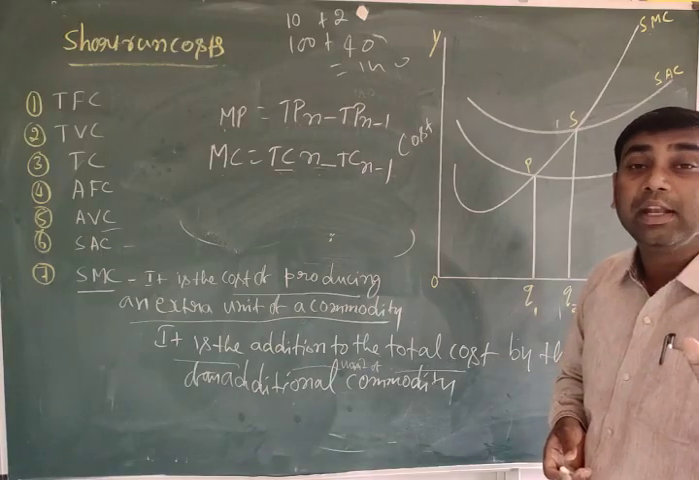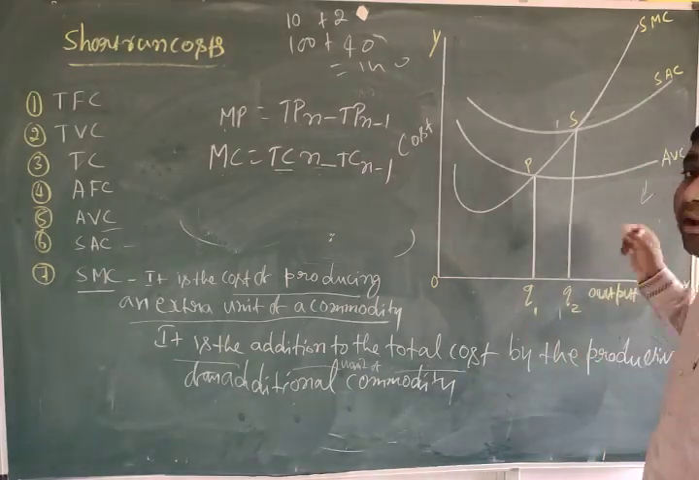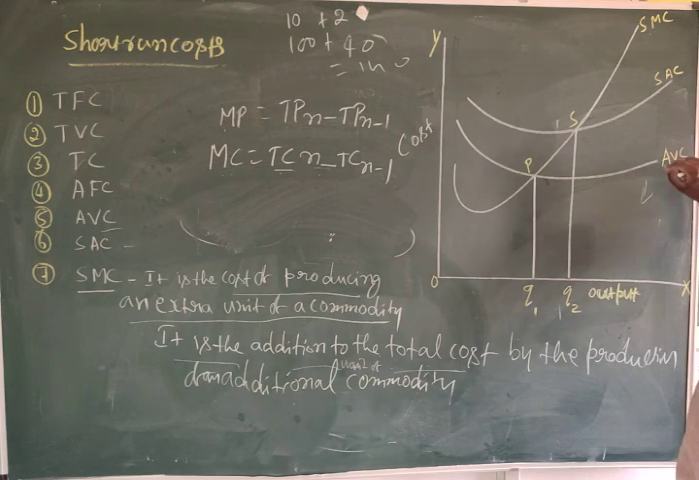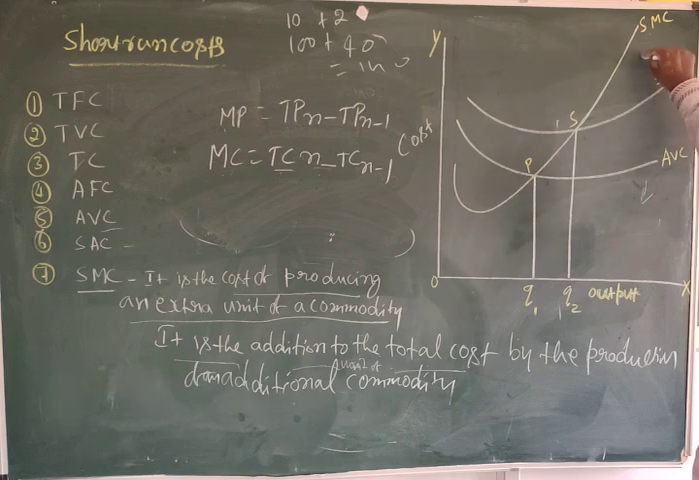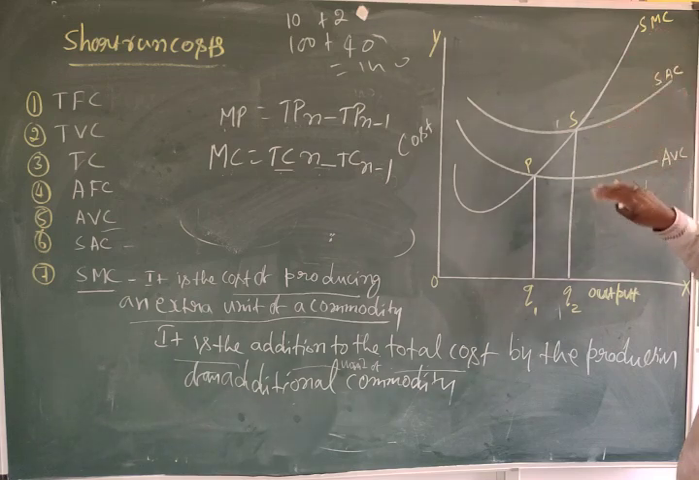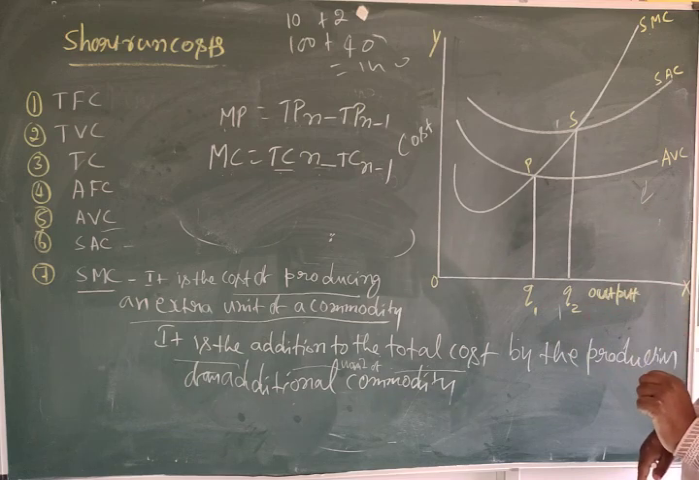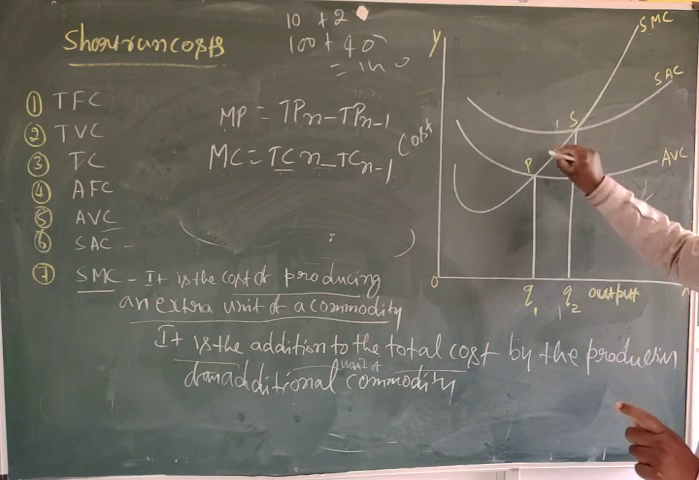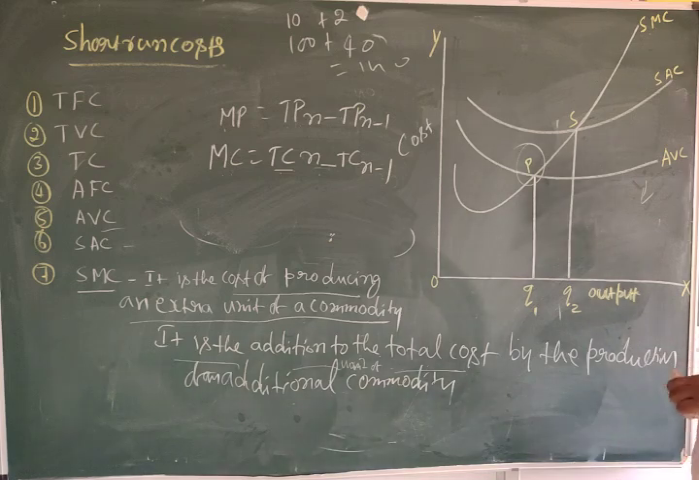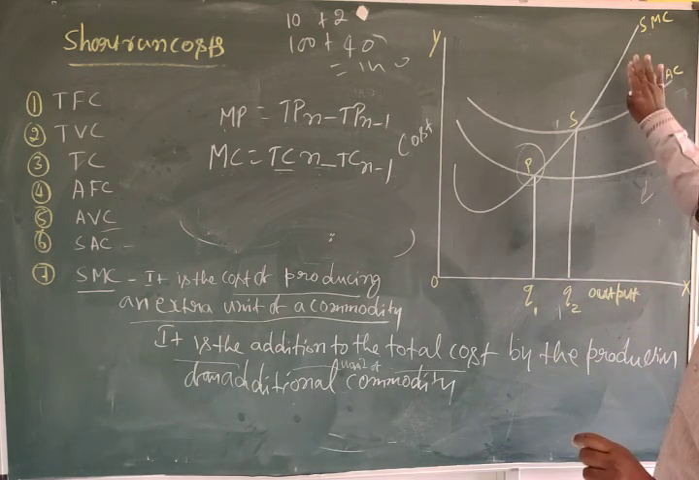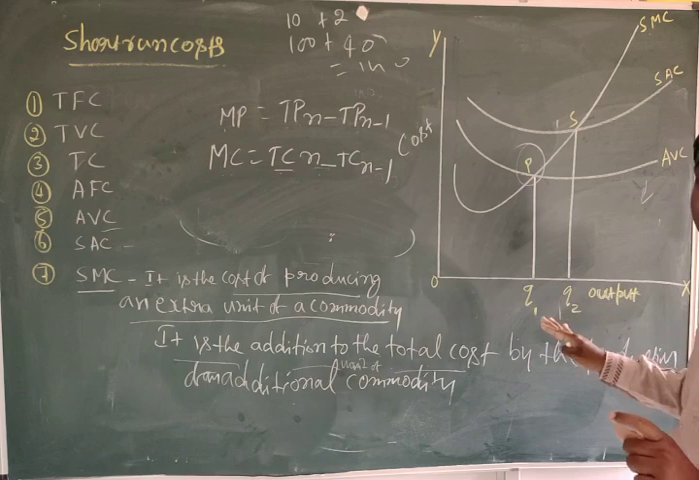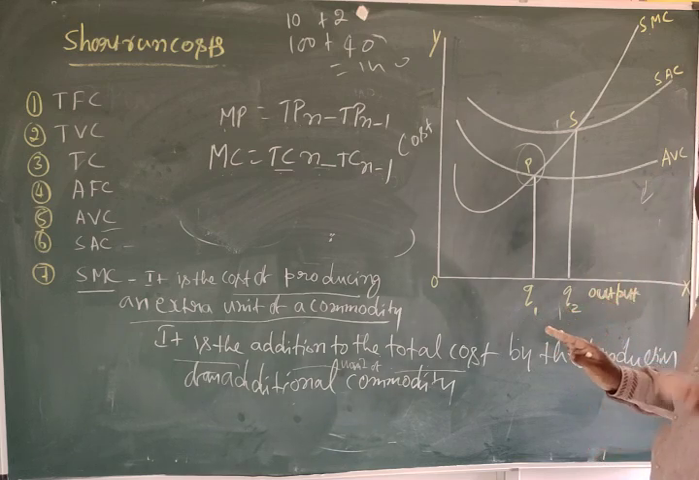When the variable factors cost is increasing, marginal cost is also increasing, because they are producing more. At that time the marginal cost is also more. When the average variable cost is decreasing, marginal cost is also decreasing. You have to understand, the SMC curve always cuts the AVC curve at the point of minimum. Okay, listen carefully. SMC curve always cuts the AVC curve at the point of minimum.